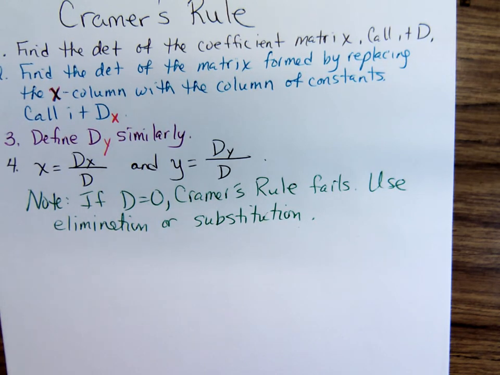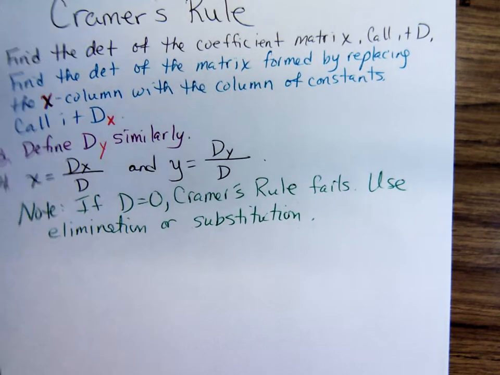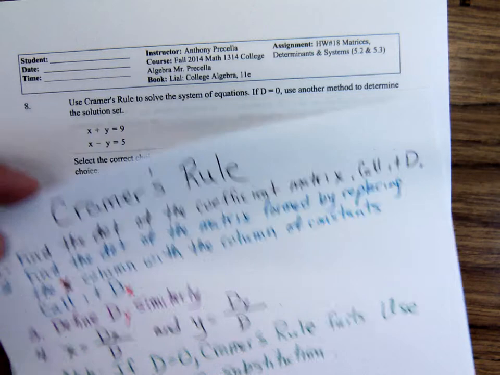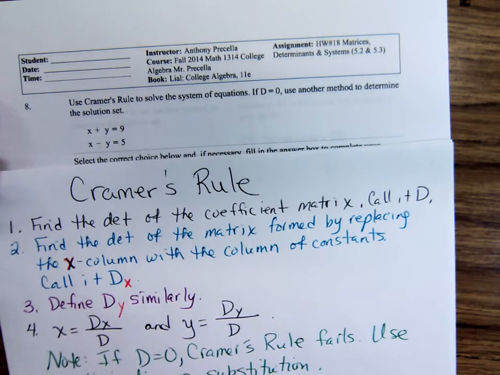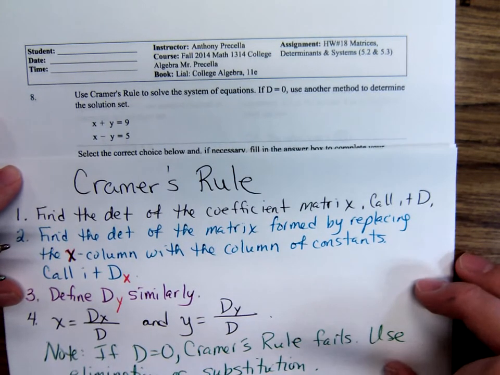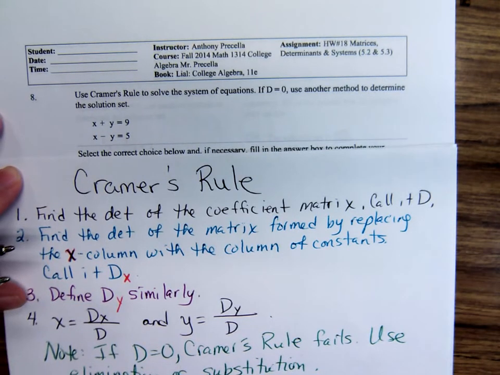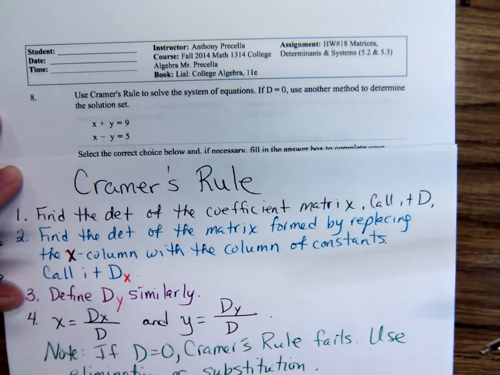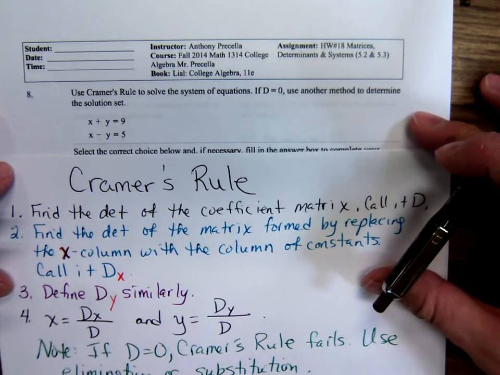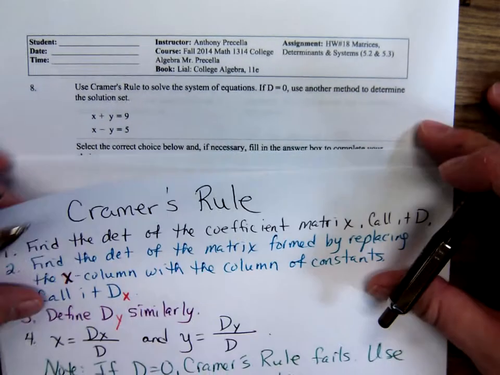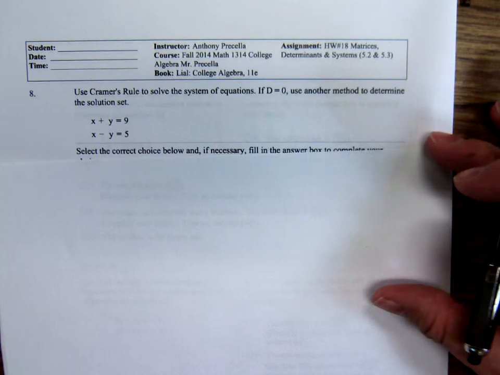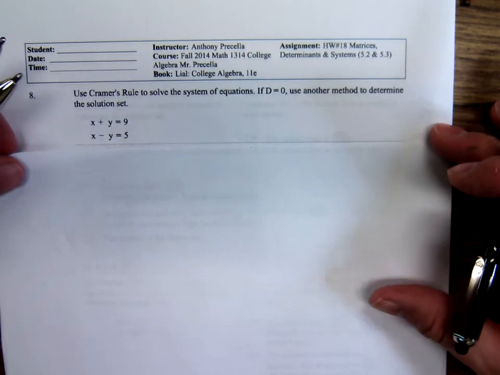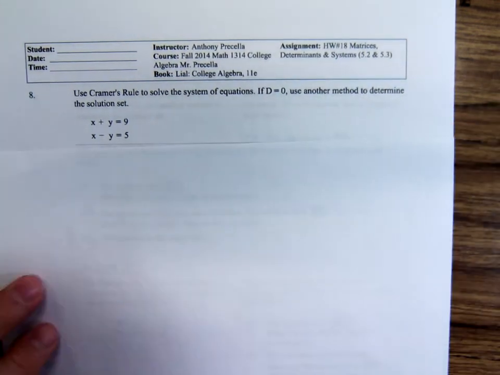Now, let's look at some of these problems here. Number 8. You'll see that it says use Cramer's rule to solve the system of equations. And then it makes a statement, okay, if D equals 0, use another method. So you'll have to use something like elimination or substitution then. Okay?